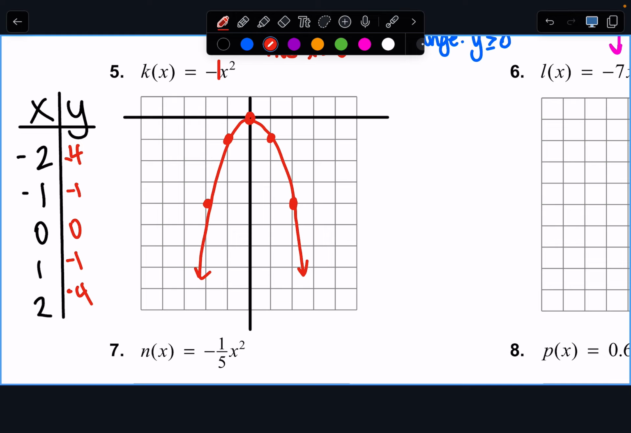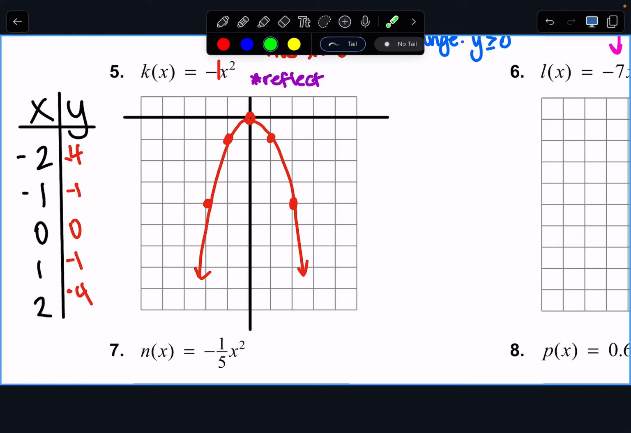If I ask you how this compares to the parent function y equals x squared, does it get skinnier or wider? No, it doesn't. It stays the same shape. But what does it do? It reflects. Okay, so we say that this one is reflected. Since A is technically 1, the negative makes it reflect. The A is 1, so it stays the same shape as our parent function y equals x squared.